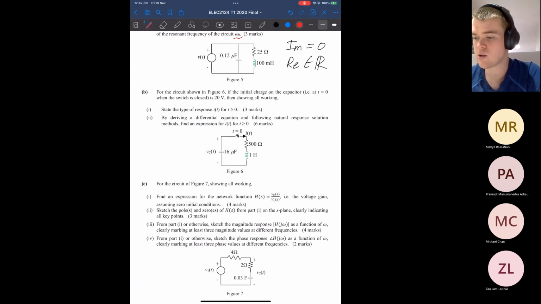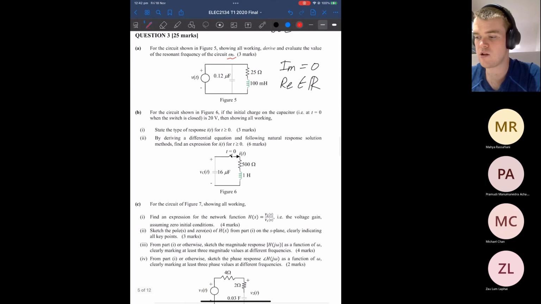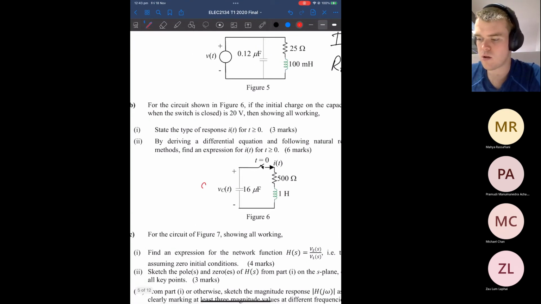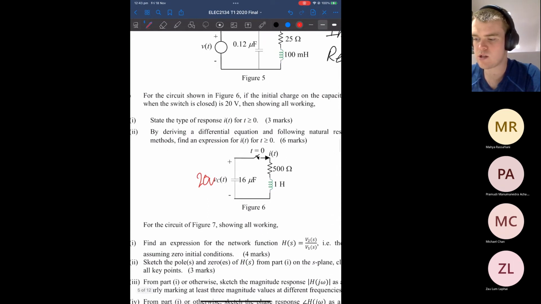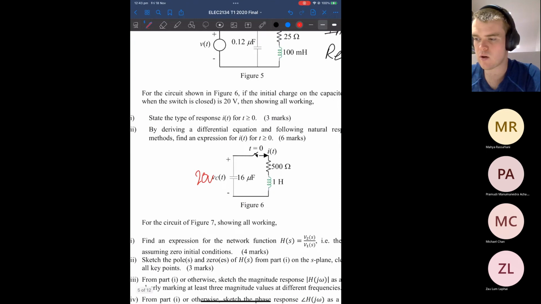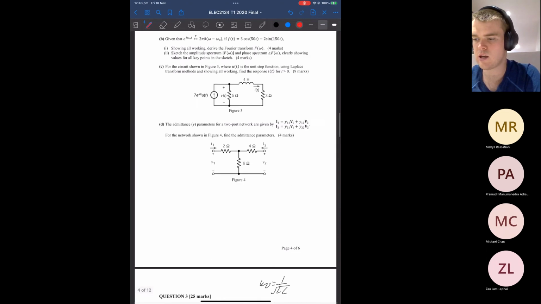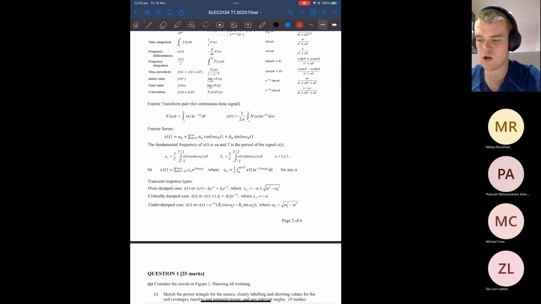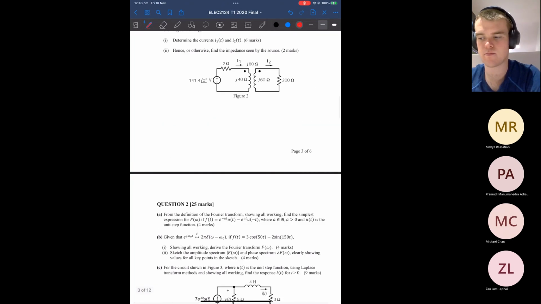Okay, so then looking at the next question, the circuit shown in figure 6, if the initial charge on the capacitor at t equals 0 when the switch is closed is 20 volts. Then showing the working state, the type of response i(t) for t greater than or equal to 0. What sort of response are we going to get? That is looking at these types of responses: overdamped, critically damped, underdamped.